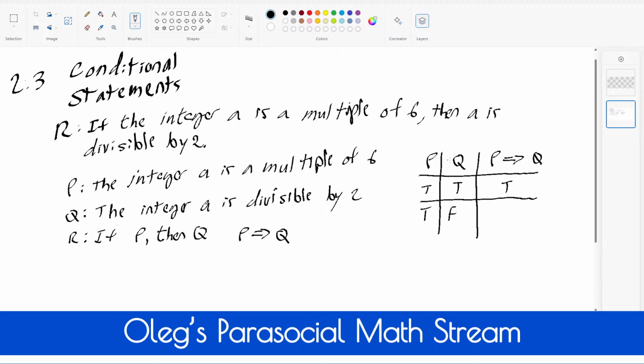So if P is true, Q is true, P implies Q is true. If P is true and Q is false, then this should be false. Let me here. Yeah, true, false, false. Now, if P is false, we still have two more to solve.